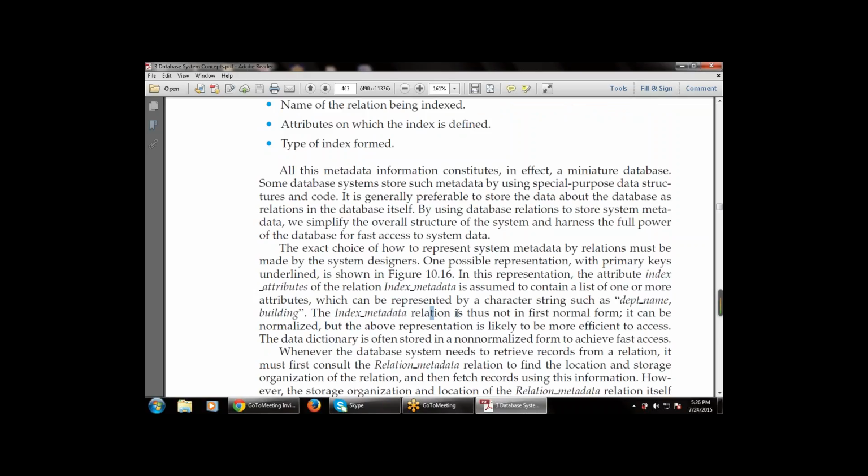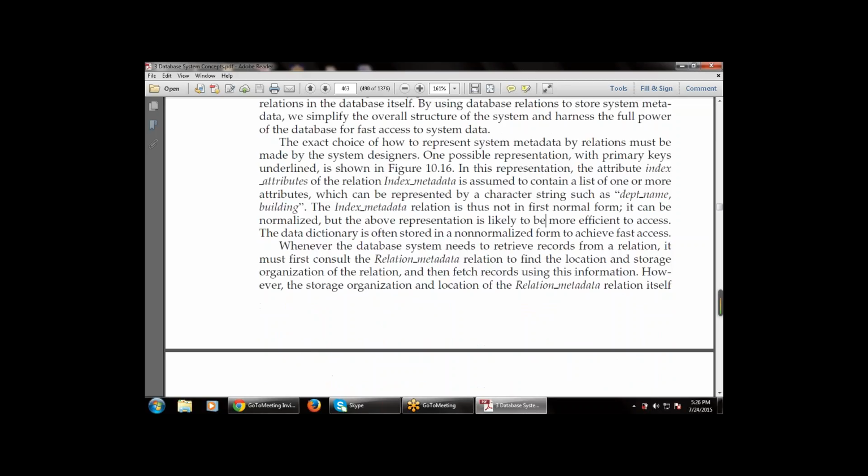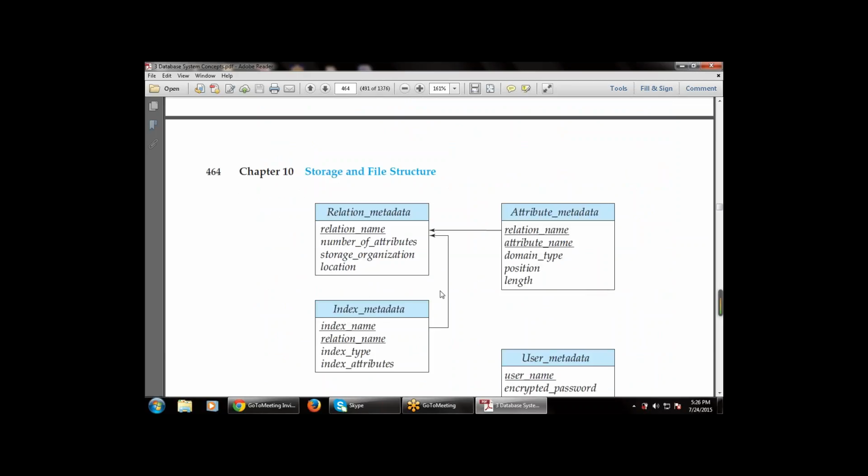The index metadata relation is therefore not in normal form. It cannot be normalized. This is one example of the metadata. There are relation_metadata, attribute_metadata, index_metadata, and user_metadata. These are the various relations. This is the relation name, the number of attributes, storage organization, location, relation name, attribute name, domain name, position, length. So these are the various data about the data.